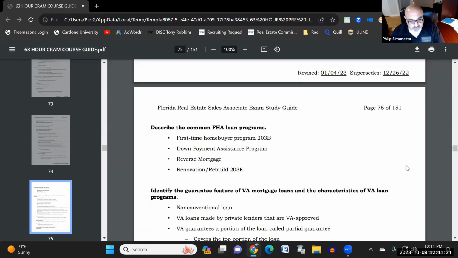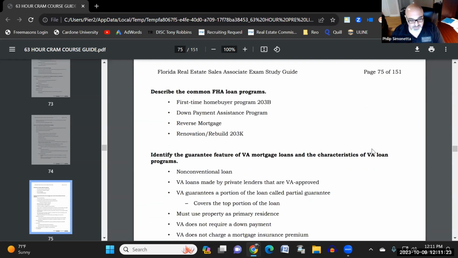Okay, so now we're going to describe the common FHA loan programs. Okay, so the first-time home buyer program is a 203B. They have a down payment assistance program. They have a reverse mortgage program for the elderly, and they have the renovation and rebuild program. That's a 203K. You can find a property that needs to be rebuilt and fixed, and they have a program where they do a subject-to appraisal and all that, and they'll actually finance the fixing of the home.